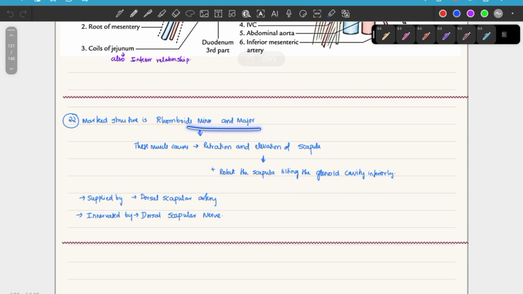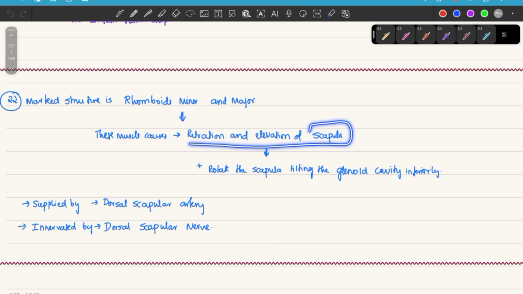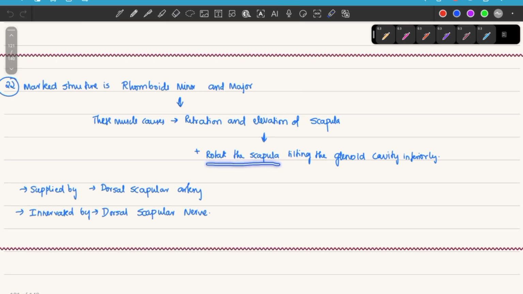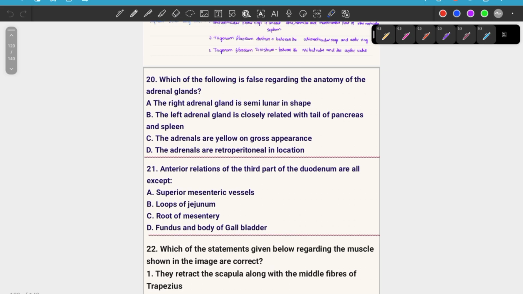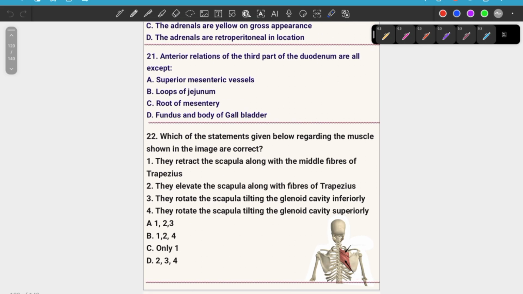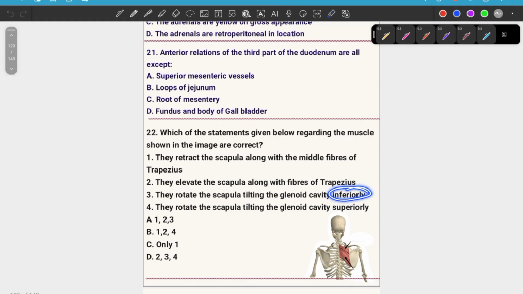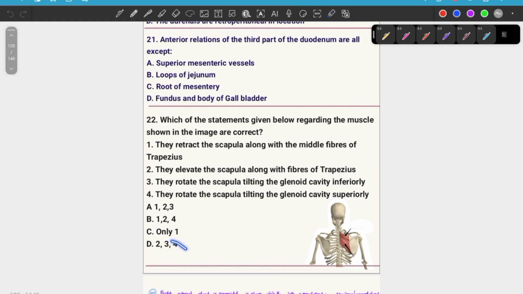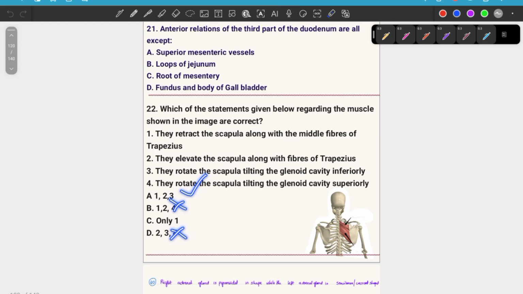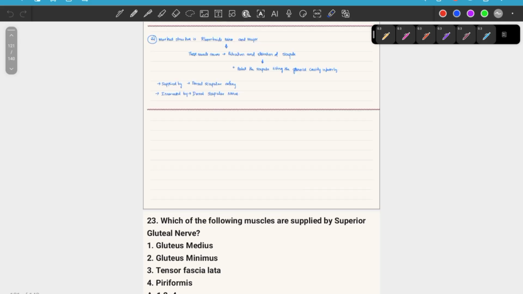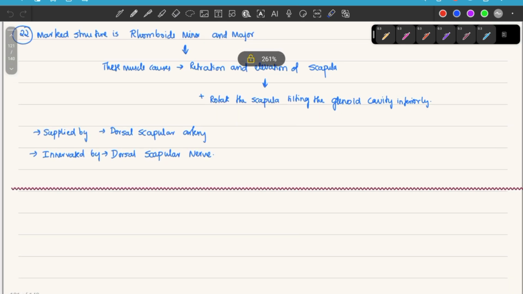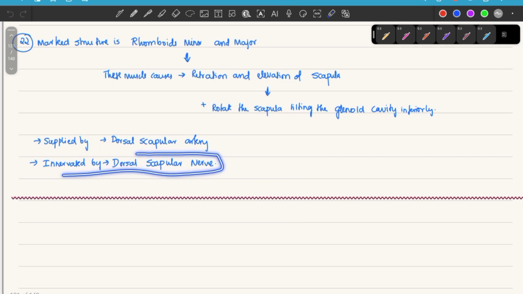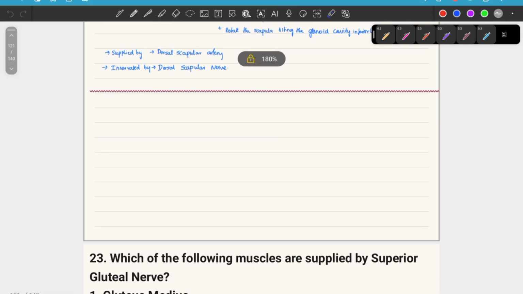Rhomboideus major and minor cause retraction, elevation of the scapula, and also rotation of the scapula, tilting the glenoid cavity inferiorly. They have given both the options, inferiorly and superiorly. The glenoid cavity will go inferiorly, hence the fourth option is wrong. Then everything is right, hence option A, 1, 2, 3. The rhomboideus major and minor are supplied by the dorsal scapular artery and innervated by the dorsal scapular nerve.